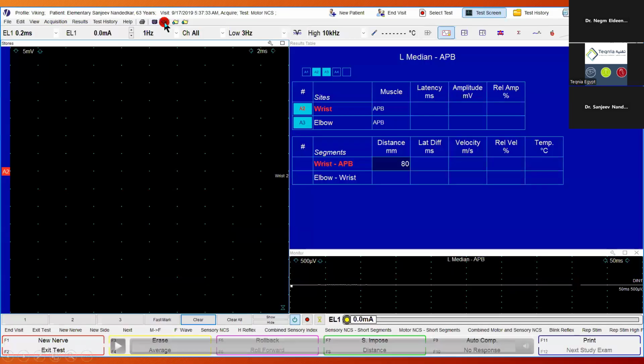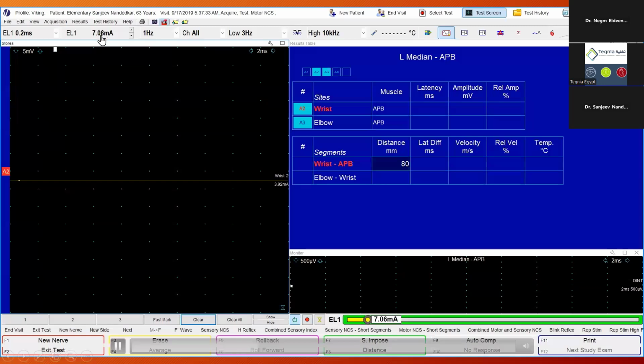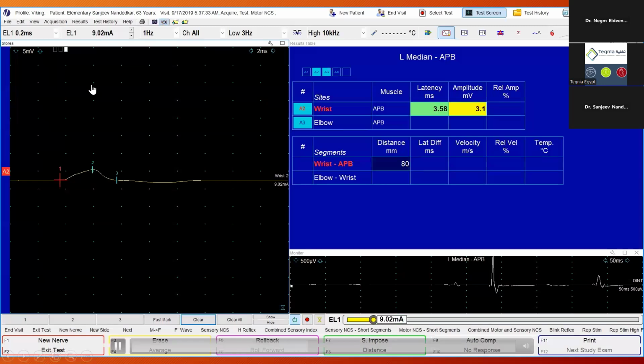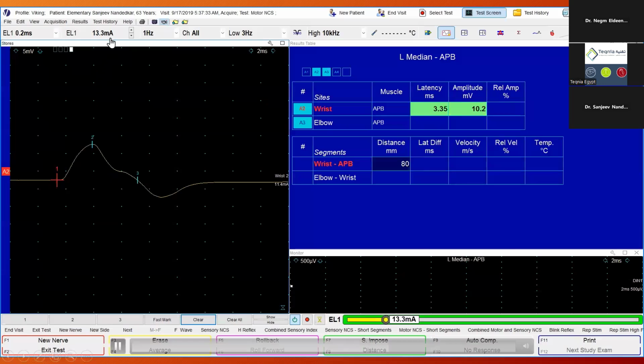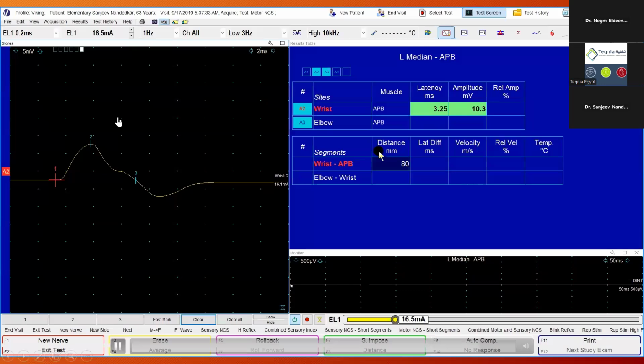So here is an example of such recording. I'm going to increase the stimulus intensity gradually and notice a small response. As I increase the intensity, the response becomes larger. Now it's not changing. So we increase the intensity by another 20% and call it supramaximal.